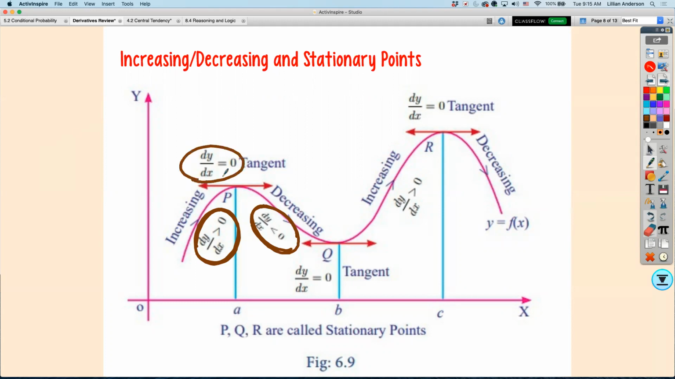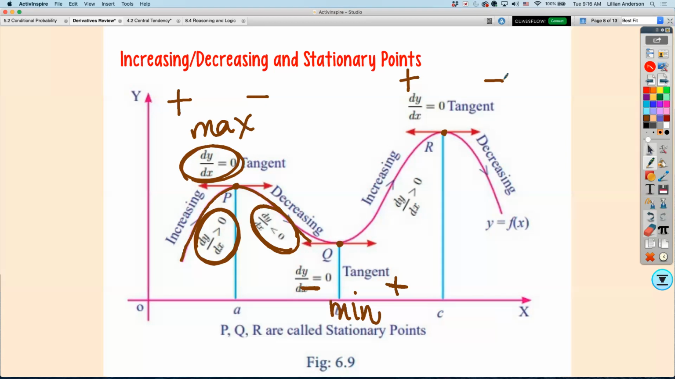If it's equal to 0, that means there is a stationary point, okay? Either a maximum or a minimum. How do you know if you have a maximum or a minimum? Well, if I go from increasing to 0 to decreasing, that means I have a what? I have a maximum, and you can see it right here. I go from increasing to 0 to decreasing. So I have a maximum at that point A. But if I go from decreasing to 0 to increasing, what do I have? I have a minimum. So I have a minimum at B. Again, if I go from increasing to decreasing, I have a maximum.